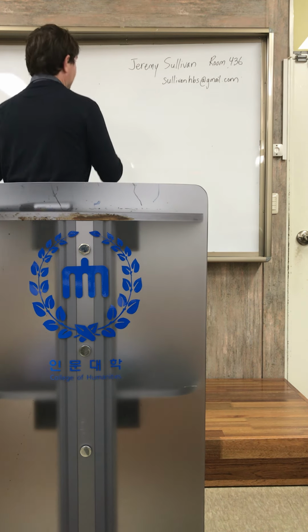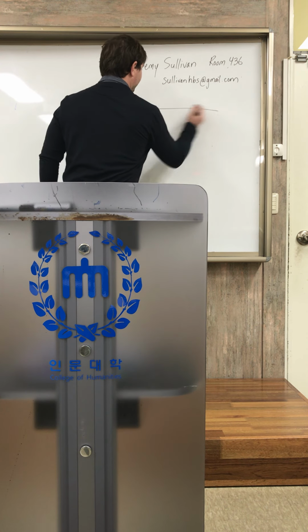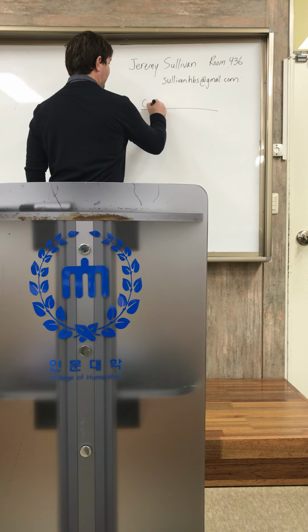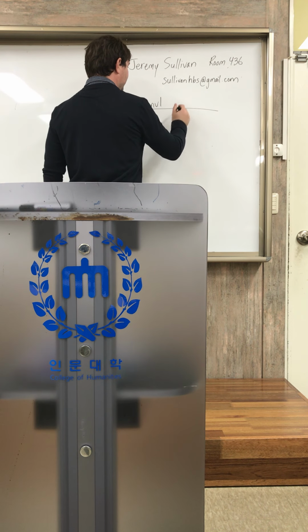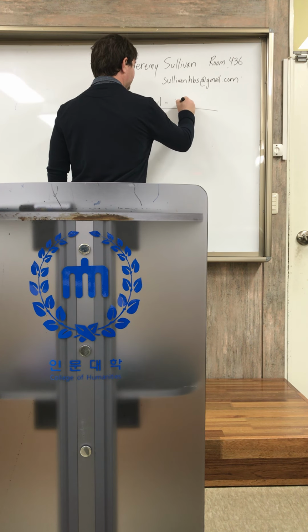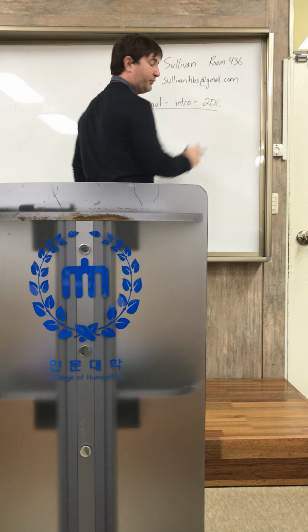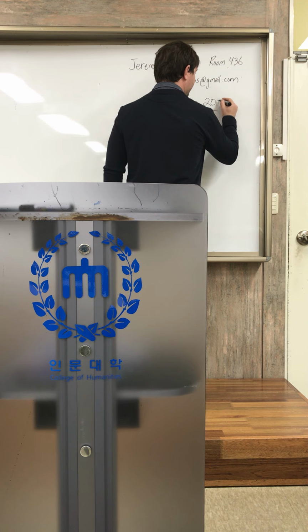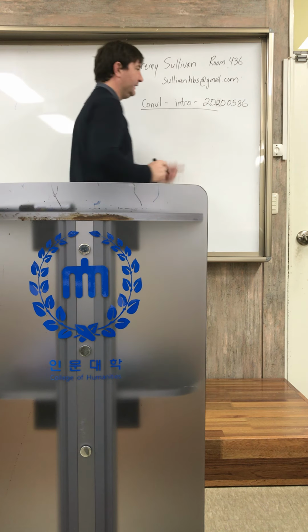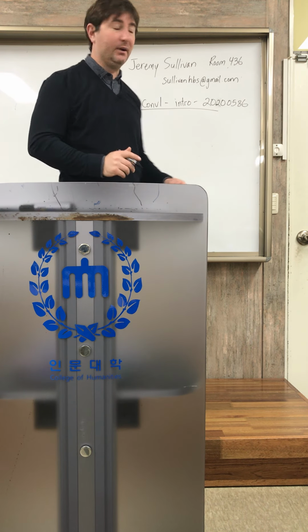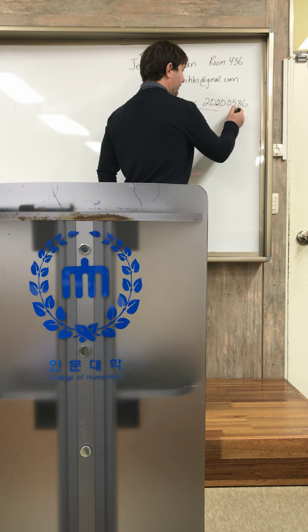So, in the email title, just write conversation. You can just write CONV if you want. Conversation 1, introduction, intro, and then write your student number. If you're a freshman, I guess you're going to be 2020 0586 or something like that. At least your student number, and then your name, whatever your name is.